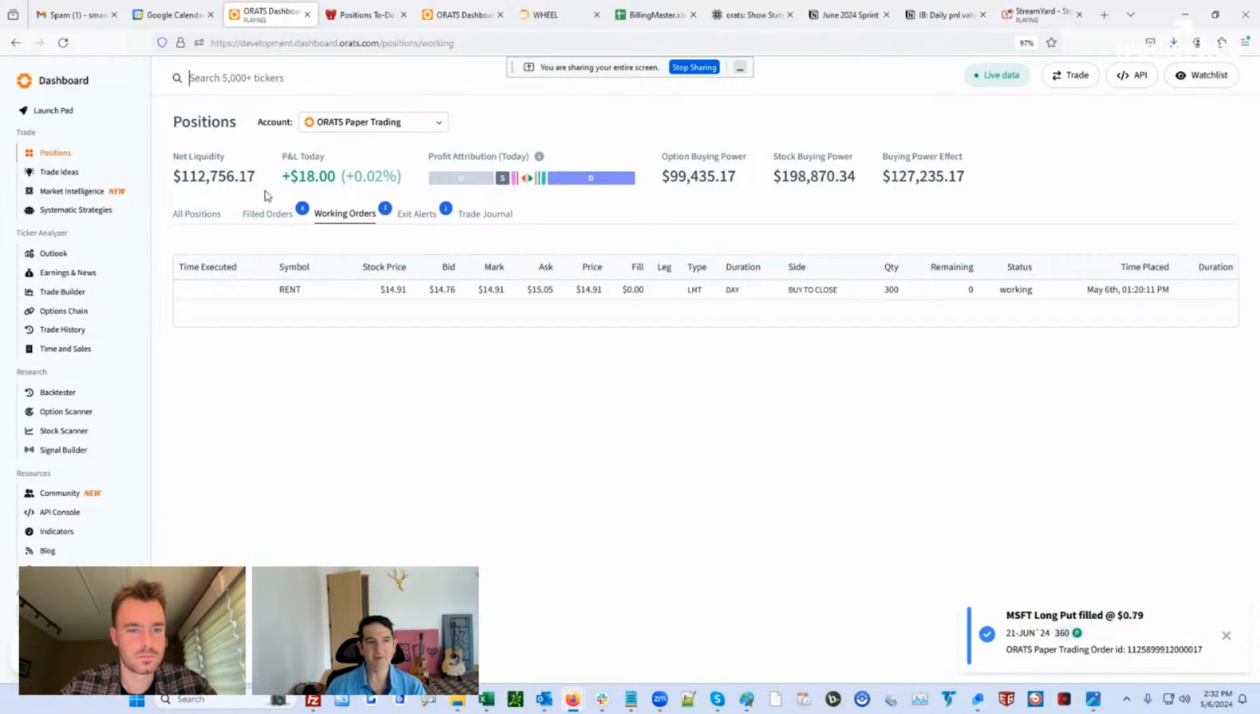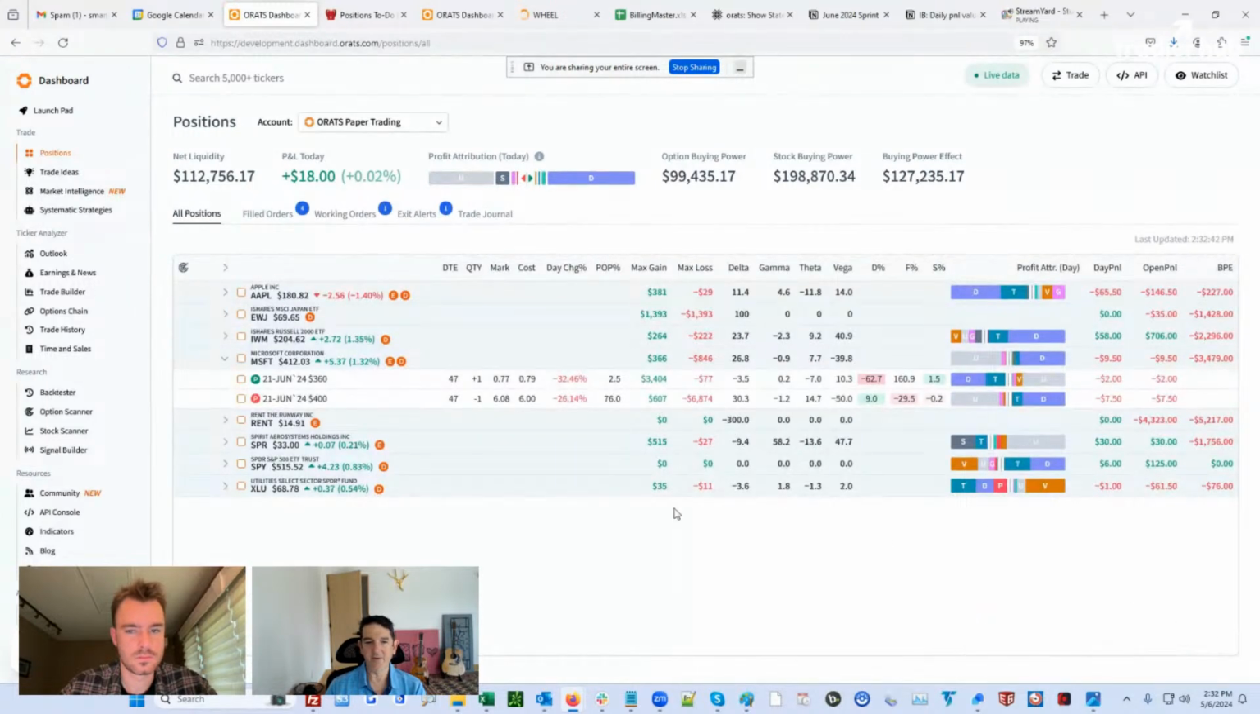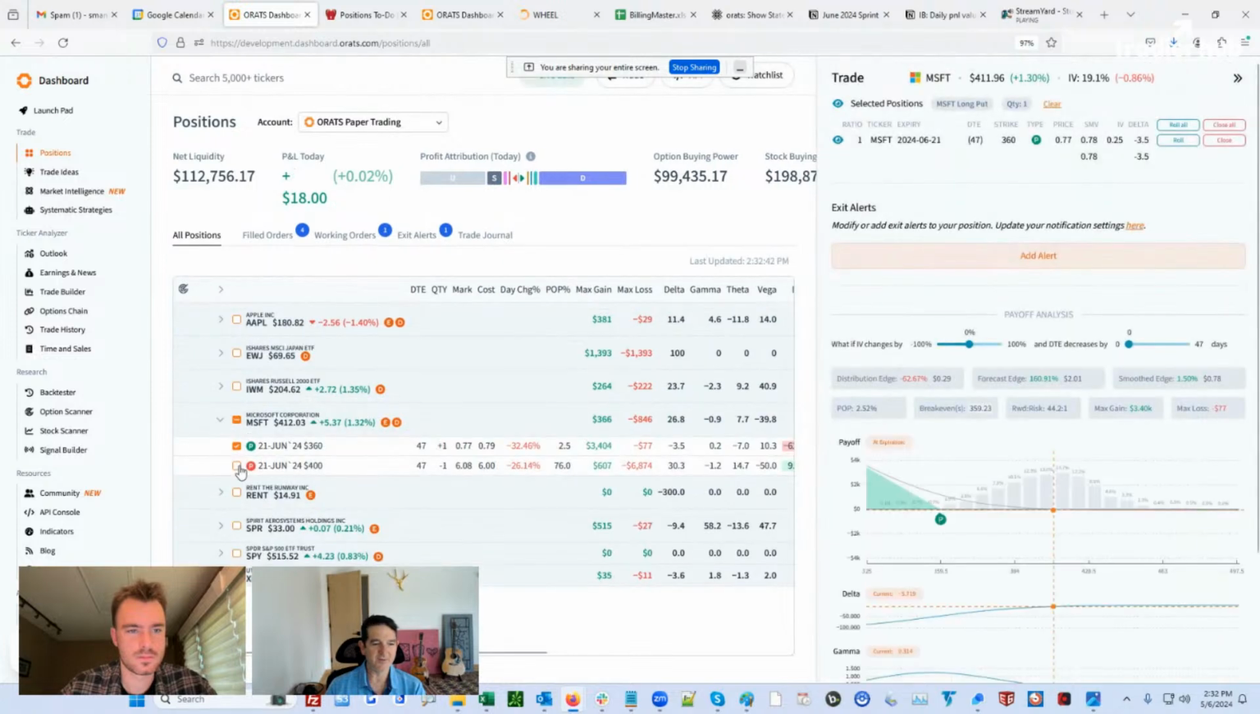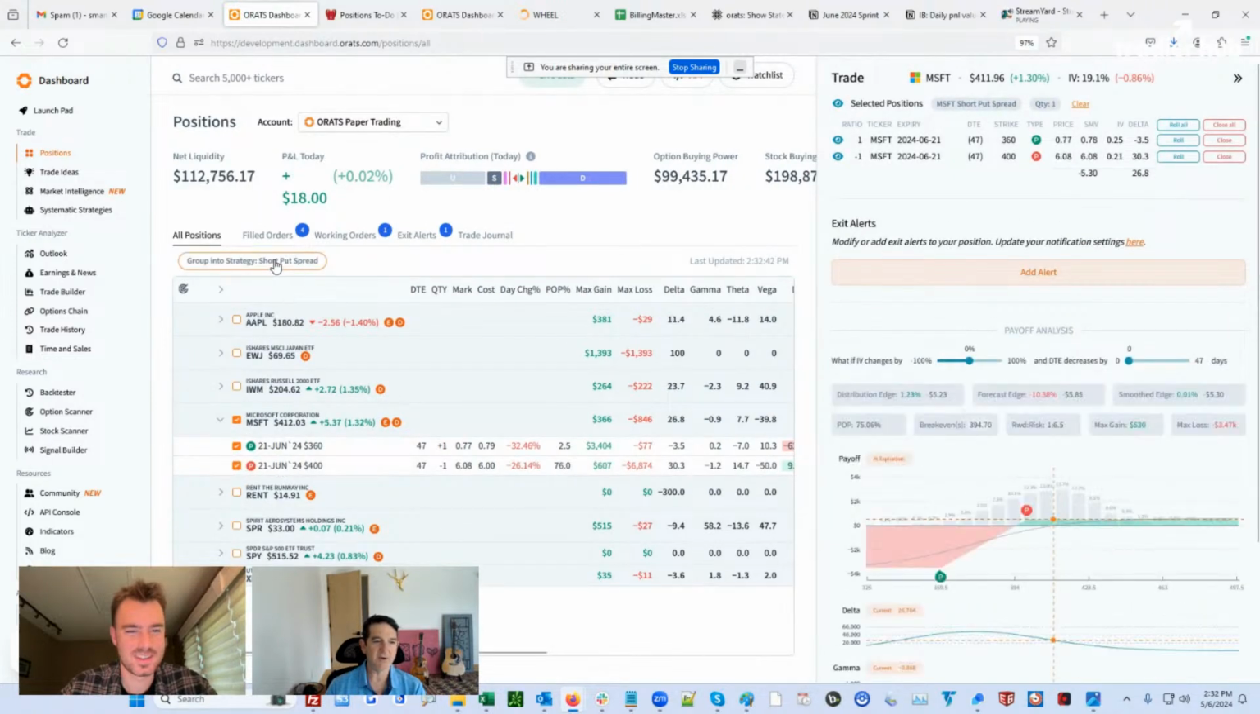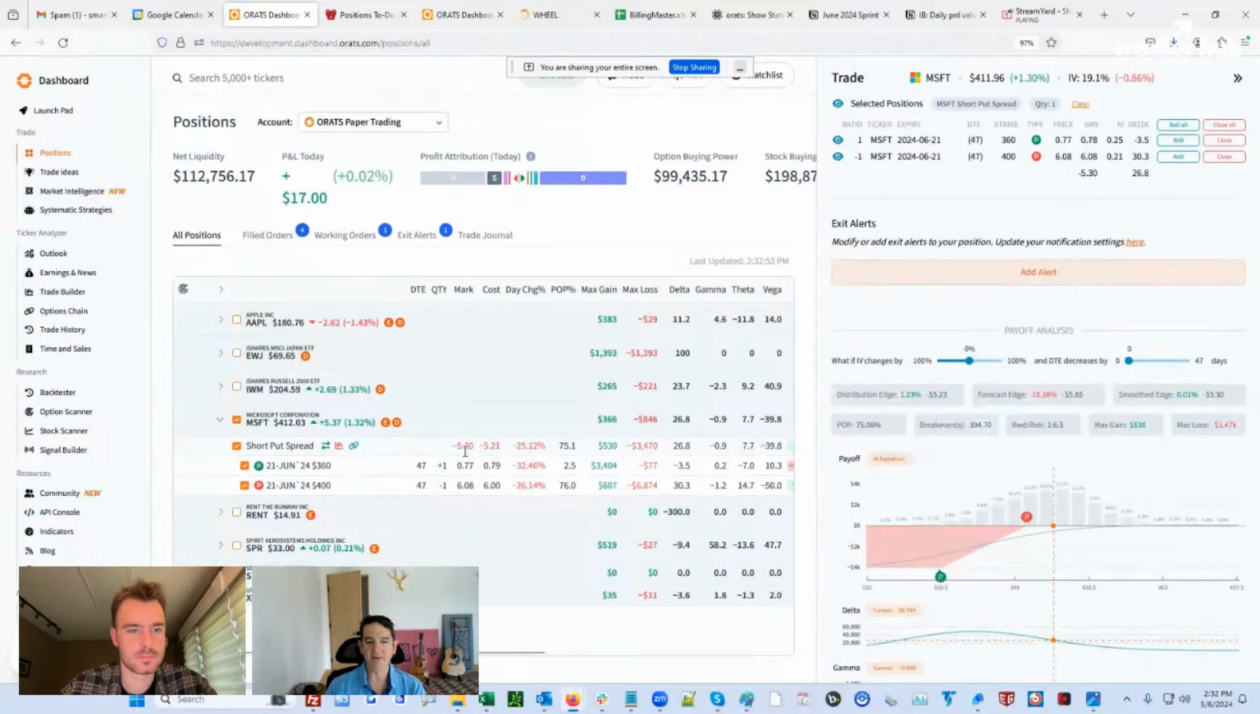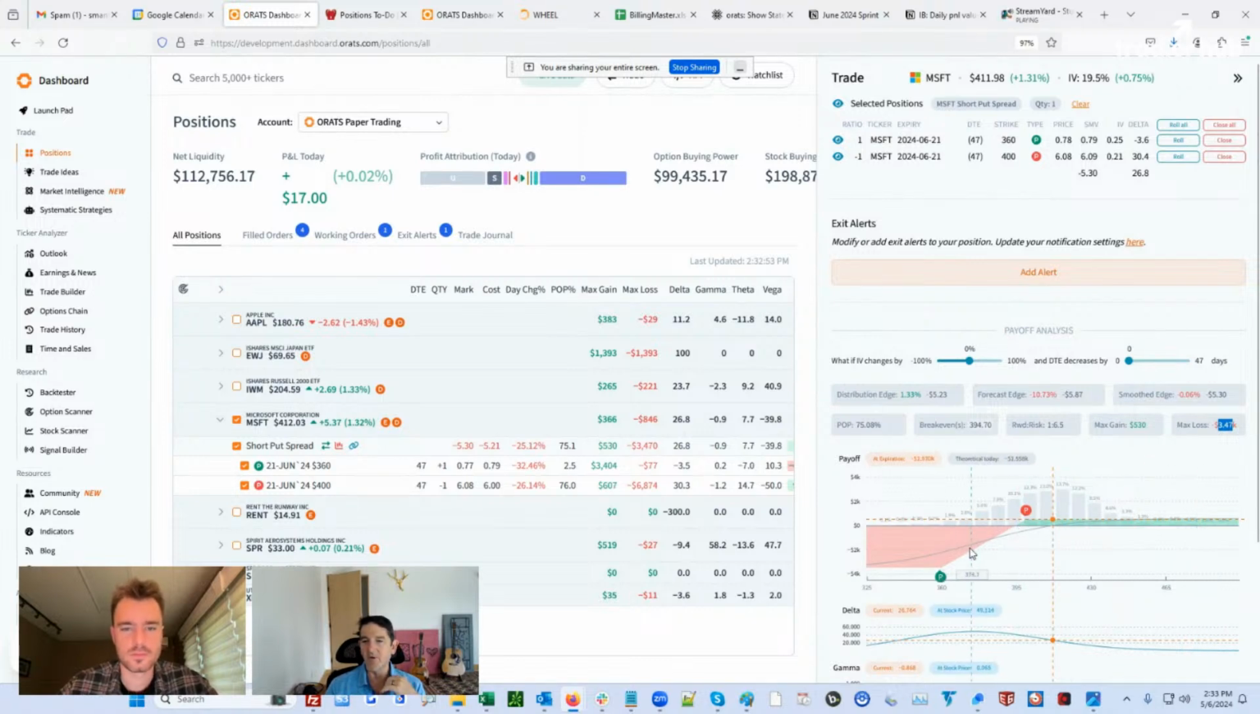All right, so this is our paper trading. The market makers behind the paper trading were nice enough to fill us. So then what we could do is group this strategy into a short put spread. Even though we trade it singularly, we could see how we're doing here. Wow. Now we can see that our max loss, for very little money, has gone from infinite and 6,000 or something to 3,000.47.